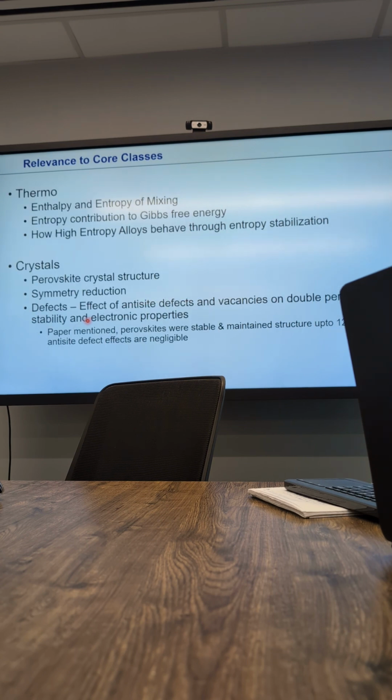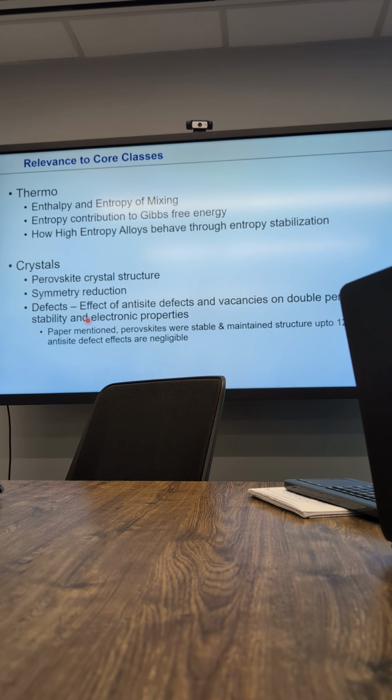So relevance in core classes, I think they will talk about entropy of mixing. They mentioned it a lot in the paper. Basically, just that primary equation, and I think they can go many ways. If it's Gokli, he can ask you to draw the delta G versus delta T graph, which he gave us in the exams multiple times. The phase diagram.